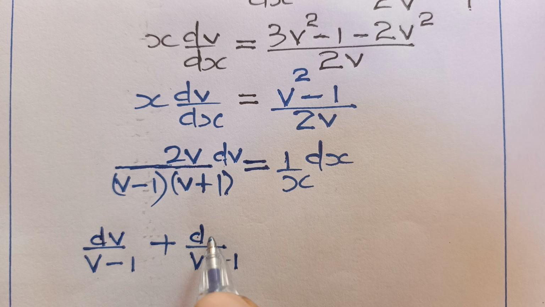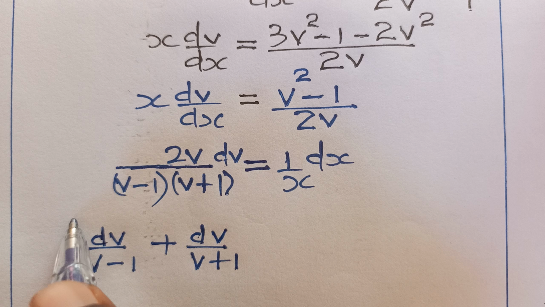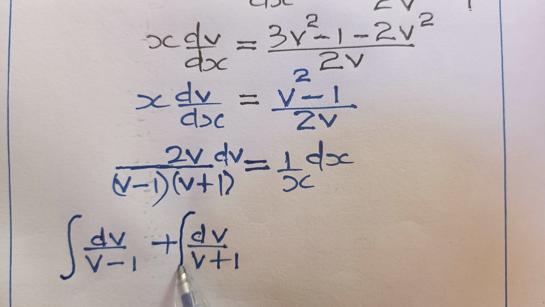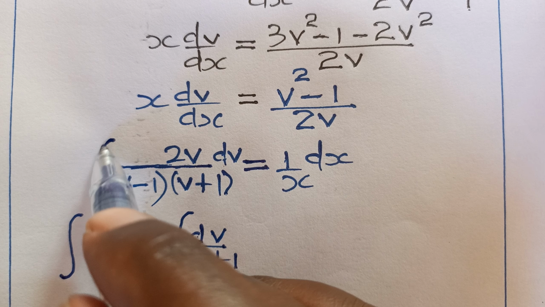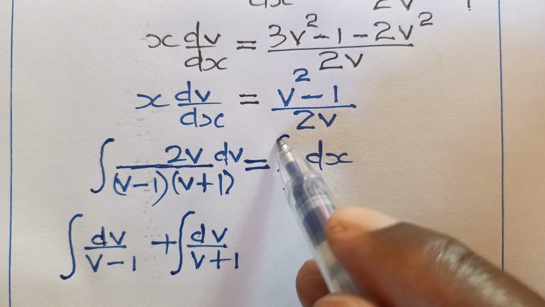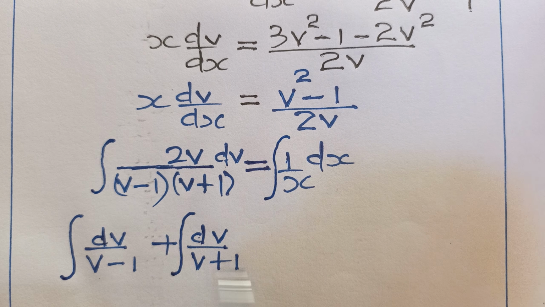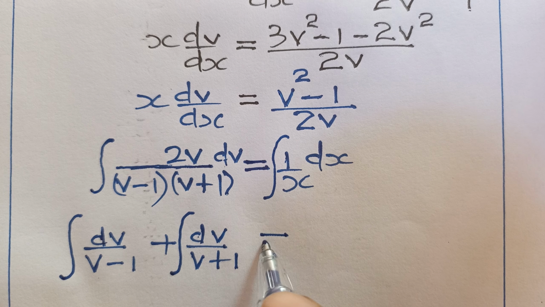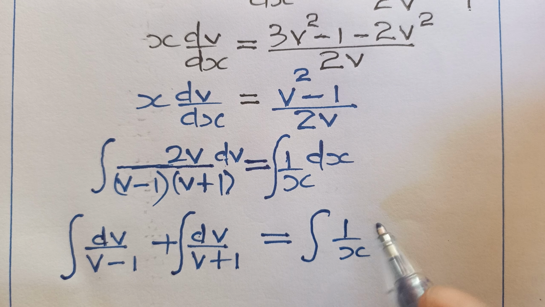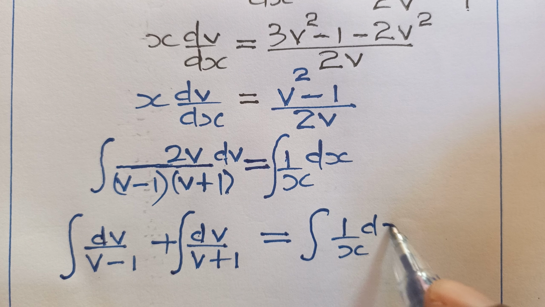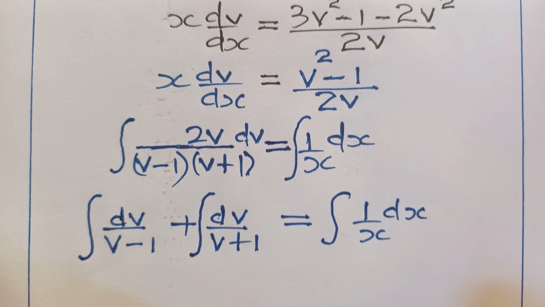We also put dv here, and the one that was there is okay. Even when it is like that, the one is still there. Now we integrate. Just as we would have integrated here, guys, even this one we now come and integrate separately. And this one now is the integral of 1 over x dx. Now you can see it's separated.